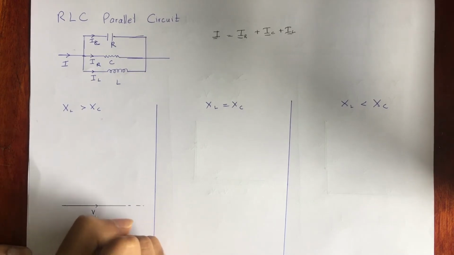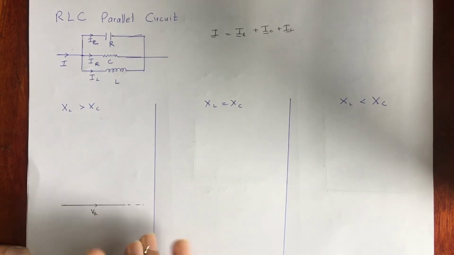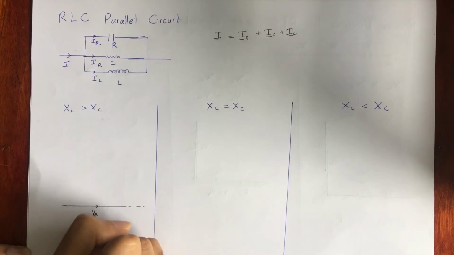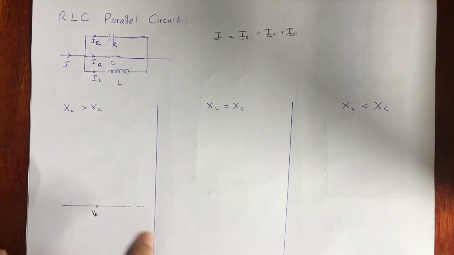Okay, this is not VR, it's going to be V. The voltage would be common for all three. So we are going to separate into three cases, and the first is XL greater than XC. So what can we tell using XL greater than XC?